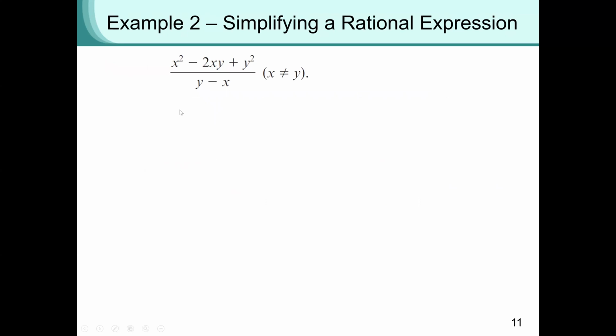So now our example here, we have x squared minus 2xy plus y squared divided by y minus x. And here we say that x shouldn't be equal to y, because if x equals y, the denominator will be 0 because it's y minus x. So if x is 5 and y is 5, then the denominator will be 0. And we cannot divide a value by 0.